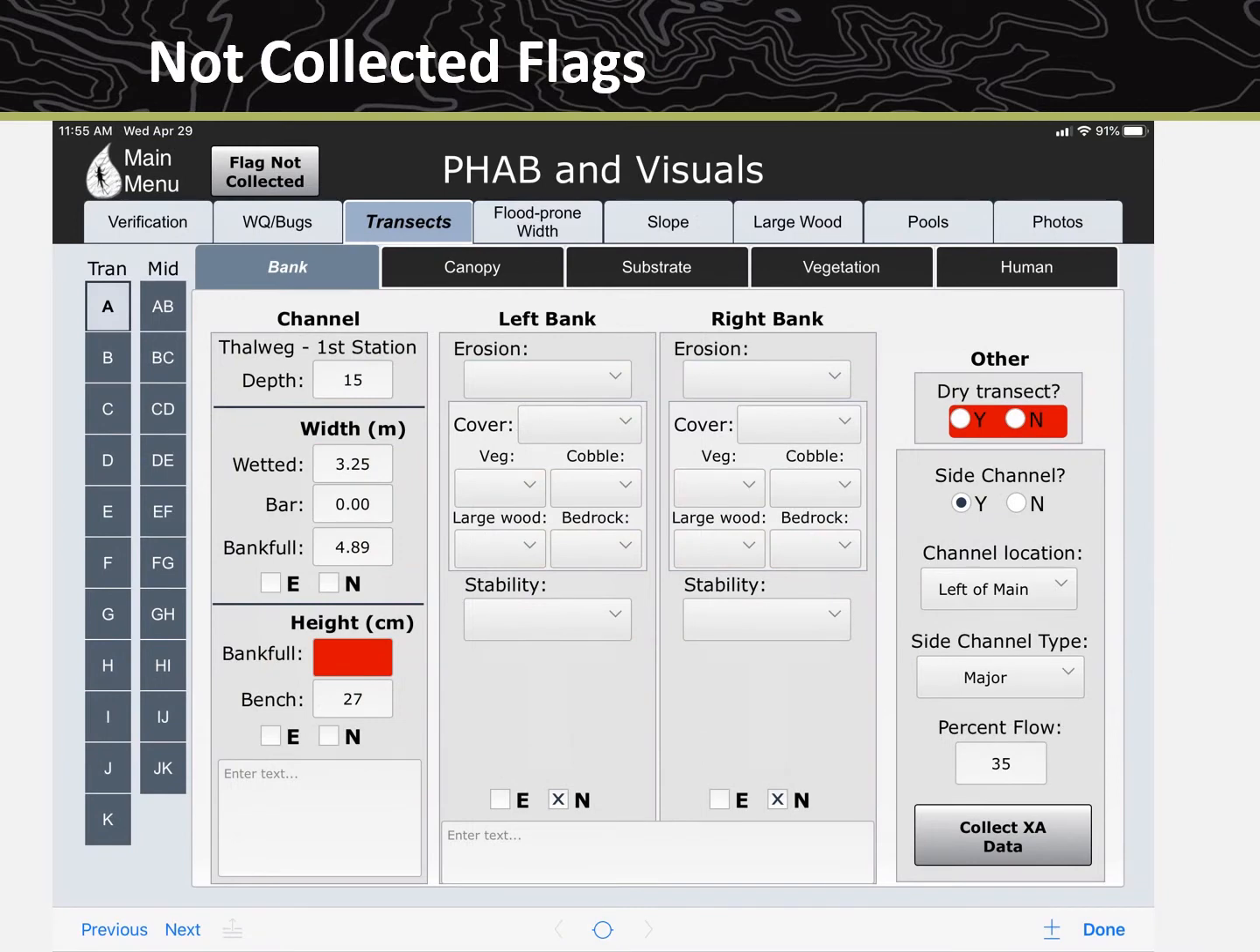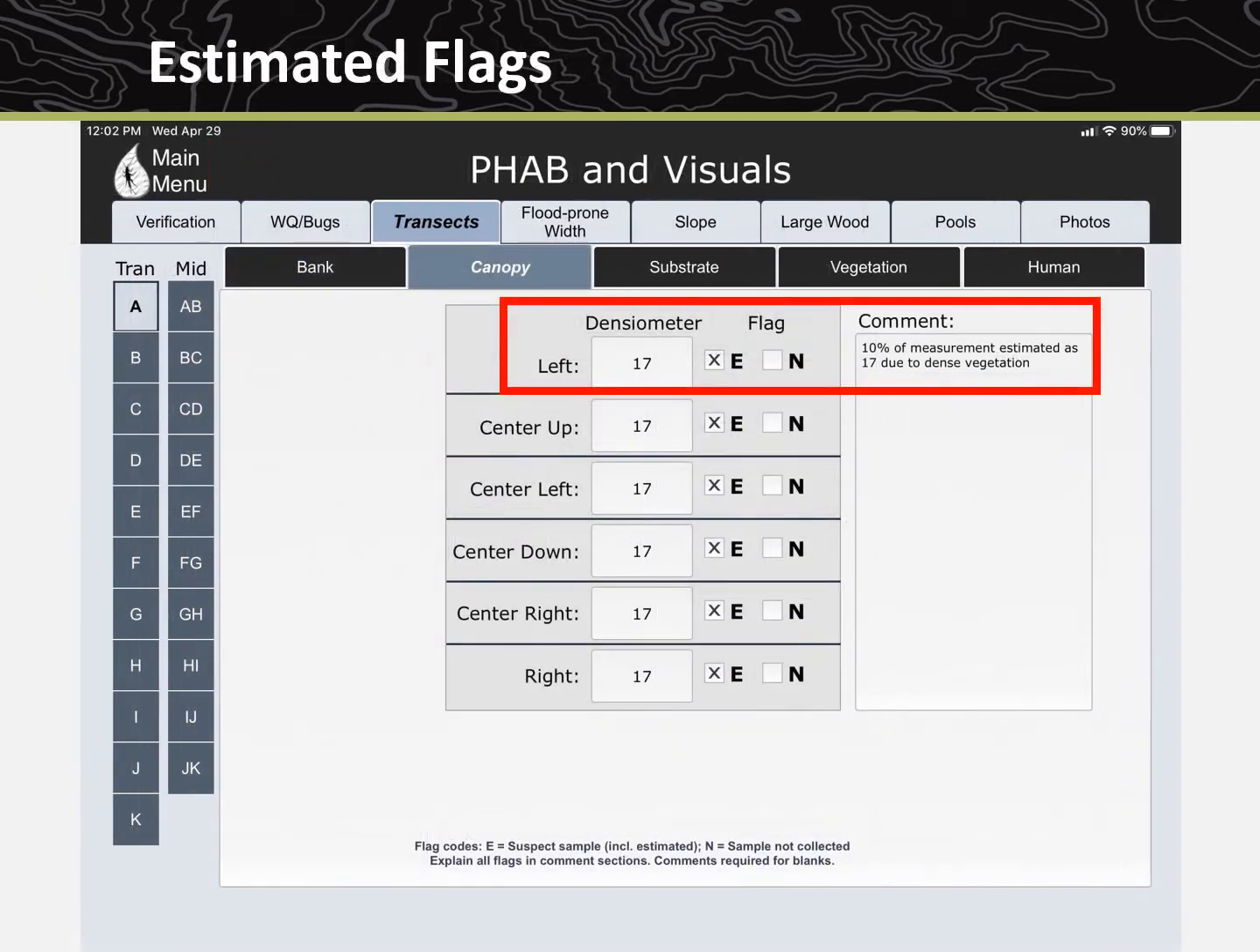If the data cannot be collected, flag the missing measurements with N, which stands for Not Collected, and provide a comment. If an entire transect of data is not collected, the Flag Not Collected button on the Bank submenu will populate this flag for all fields at that transect. Prior to flagging a measurement as not collected, data collectors should attempt to estimate measurements where appropriate. If the field is estimated, an E flag should be used. Consult the Data Management Protocol for which measurements can be estimated and what appropriate comments are.